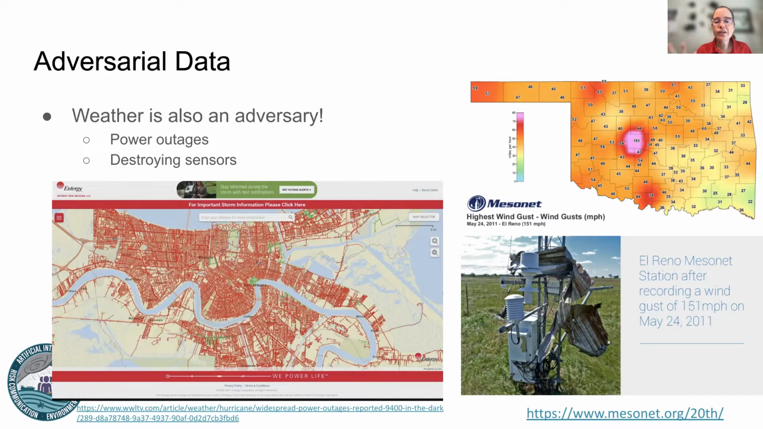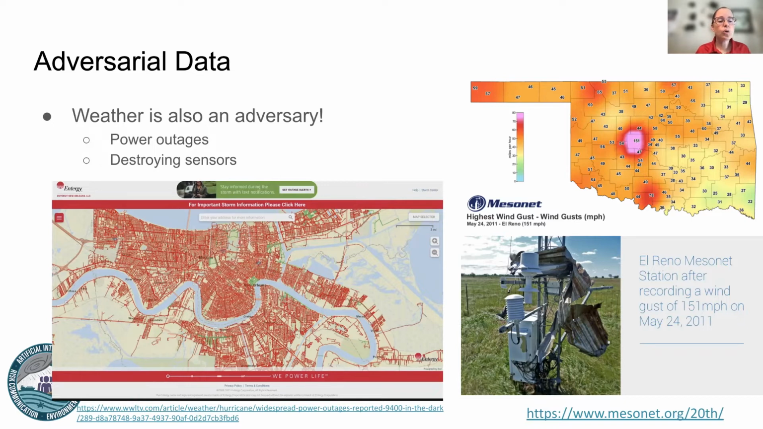So on the upper right here, you have a picture of the Oklahoma mesonet. It recorded a 151-mile-an-hour gust of wind. It was real, just in case you were thinking that it might be a data quality issue, because an adversarial issue, you might look at that and say, that's a data quality issue, that's fake. No, in fact, it was not a data quality issue. However, it took out the station after that. So there were no more measurements, right? 151 miles an hour, gone till it got fixed.